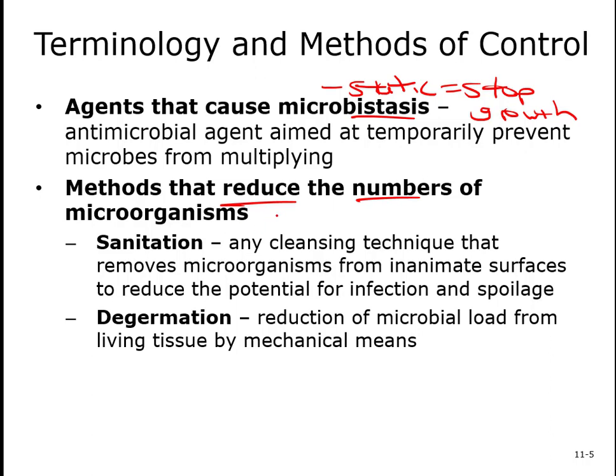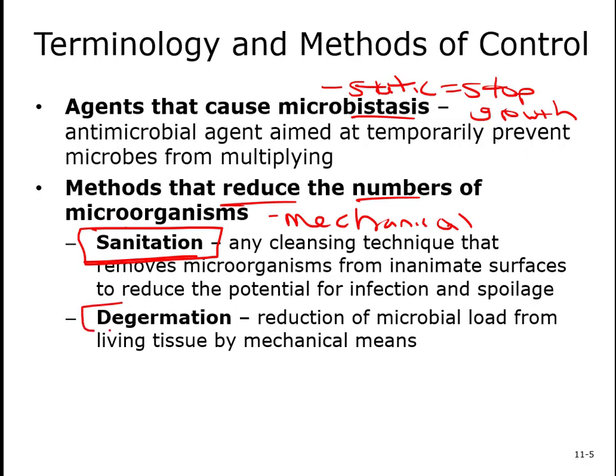These are more mechanical methods, like you're actually scrubbing away debris. So for example, sanitation is any technique where you're mechanically removing debris from an inanimate surface. So we usually reserve sanitation for non-living inanimate surfaces. For example, when you wash your dishes or you do your laundry, you're physically removing debris from those surfaces.